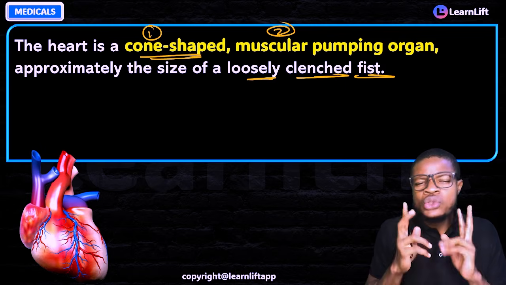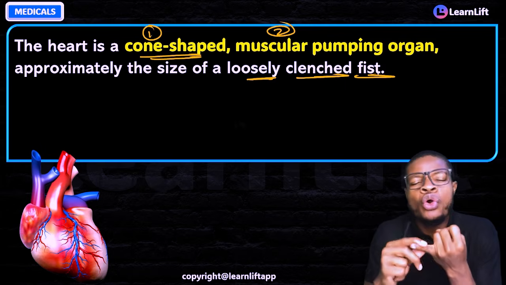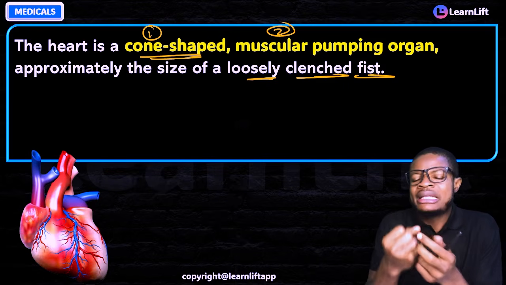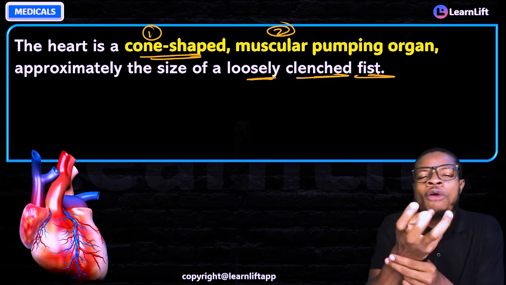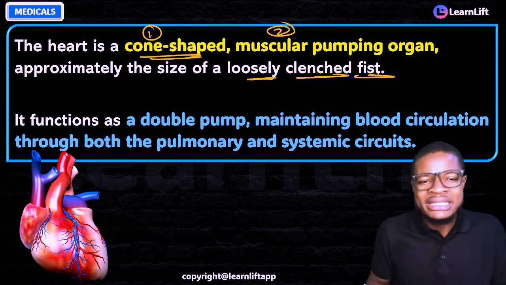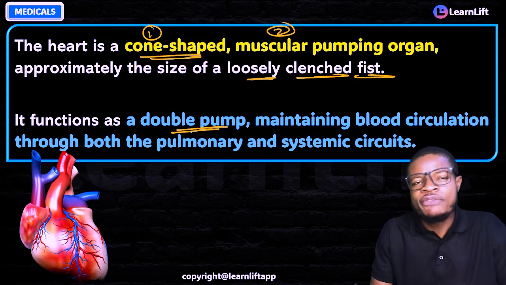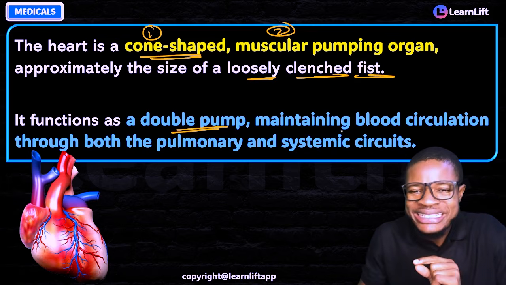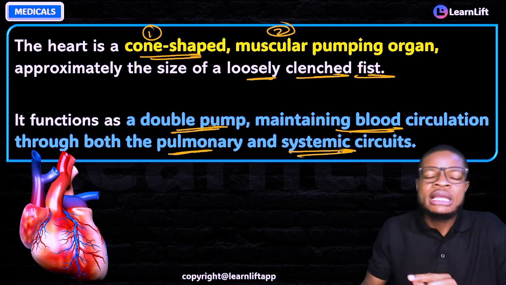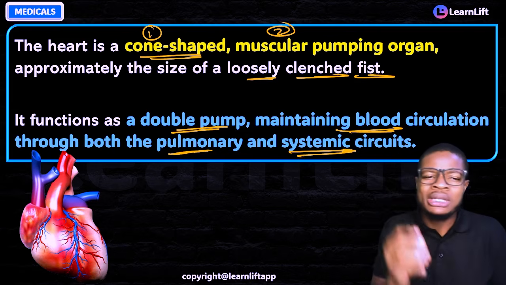So again, two things have been mentioned here. The shape of the heart: cone-shaped, and it is a muscular pumping organ. How is it like? It is approximately the size of a loosely clenched fist. And then you must not forget this, that it functions as a double pump. How does it function? As a double pump, maintaining blood circulation through the pulmonary and the systemic circuits. As we move, I will dwell deeper on this and shed more light on them.